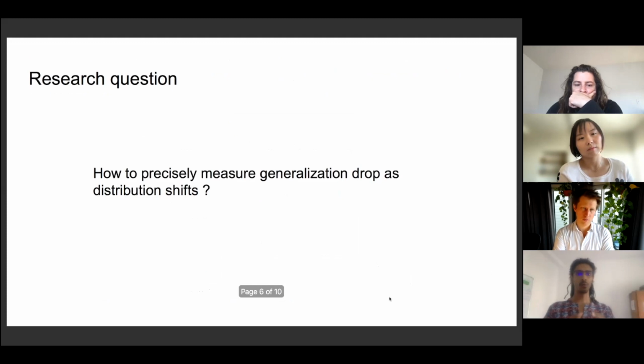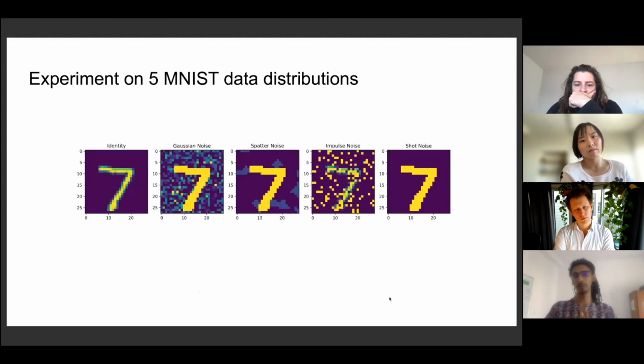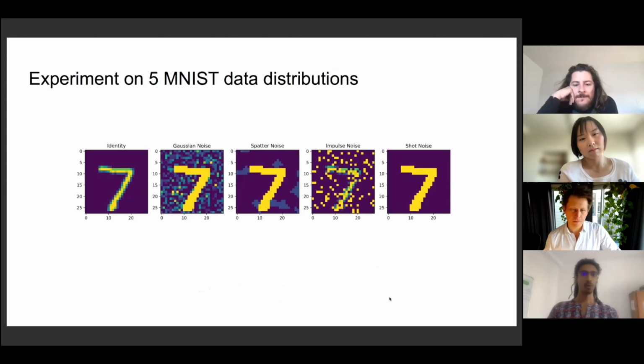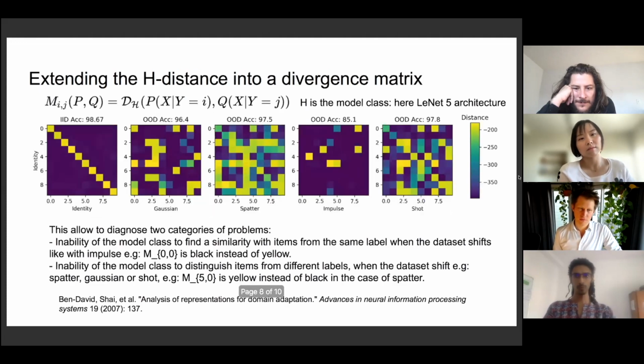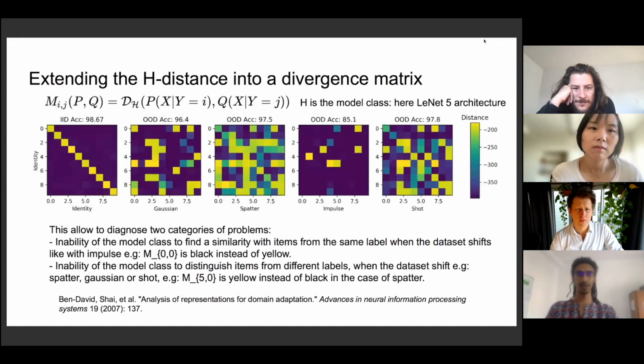And so our question is how to measure the generalization drop when the distribution shifts, because the distribution can shift in many ways. So we have tried a very, very simple toy experiment on MNIST. We have the identity distribution on the far left, and we have generated 4 different corrupted datasets: one with Gaussian noise, one with spatter noise, one with impulse noise, and another with shot noise. And then we have extended a matrix.